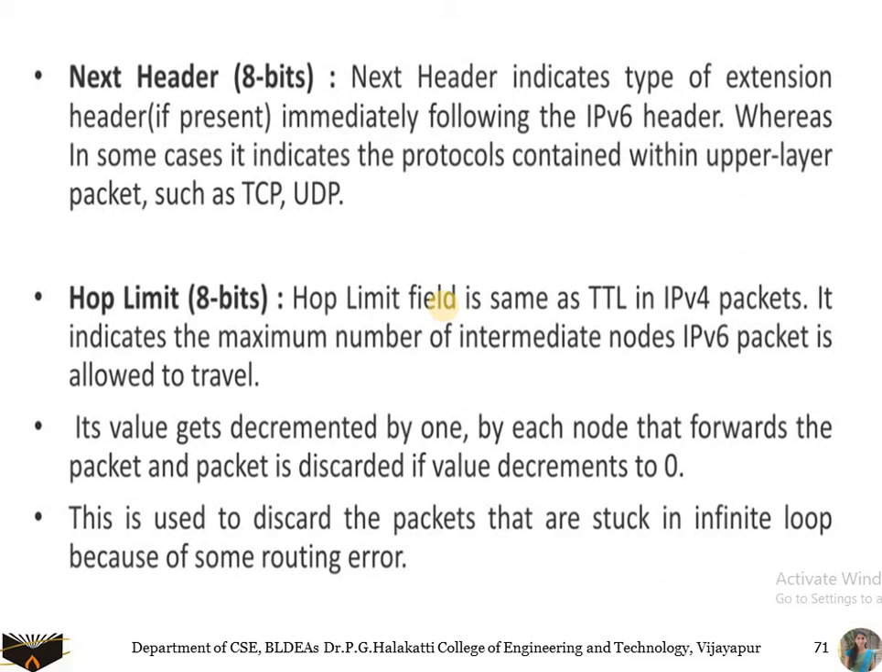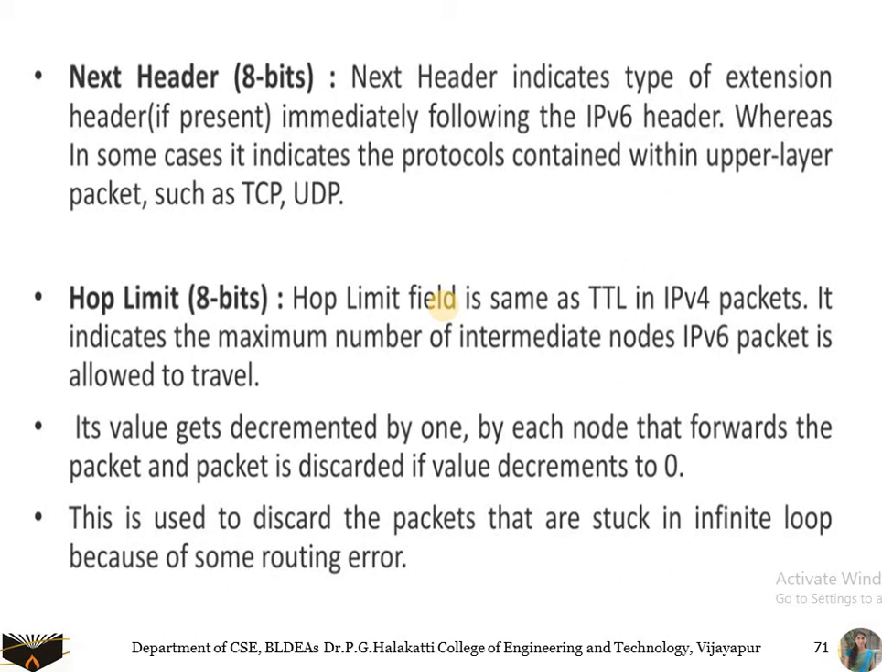That is how many nodes a packet can travel before reaching the destination. That is indicated with a time to live. If it is specified as 10, then before reaching the destination, the maximum number of nodes the packet is allowed to travel through is 10. So its value gets decreased by 1 by each node that forwards the packet, and the packet is discarded when it receives the value as 0.